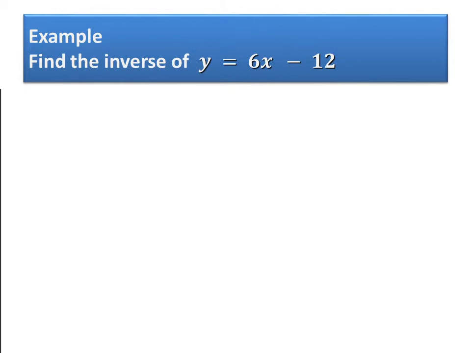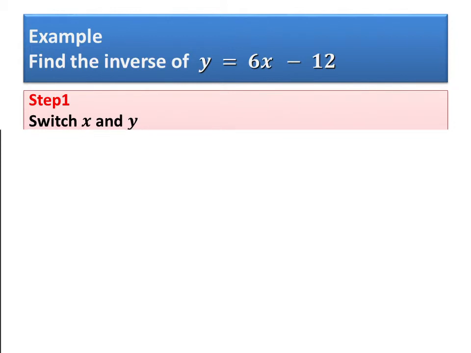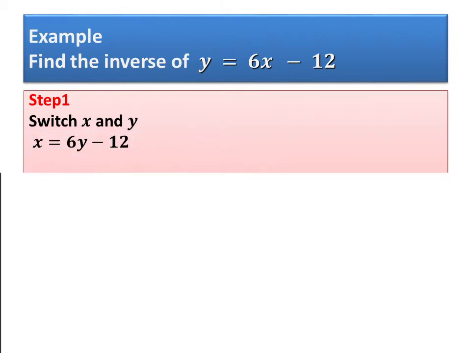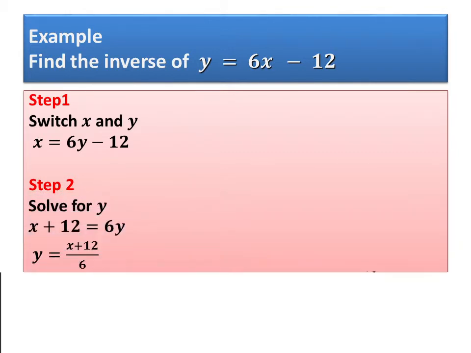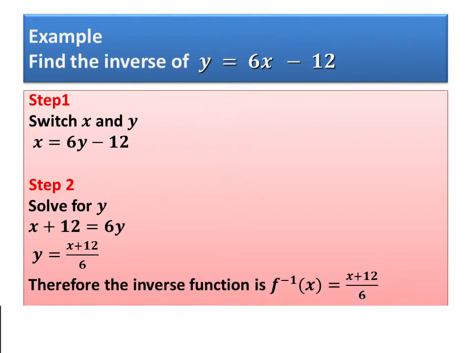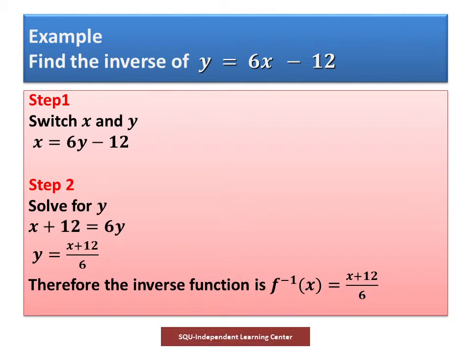Let's explain this and make it clearer with an example. Find the inverse of y equals 6x minus 12. Step 1, switch the x and y. So we have x is equal to 6y minus 12. Step 2, solve for y. By adding 12 to both sides, we have x plus 12 is equal to 6y. Now dividing both sides by 6, we get y equals x plus 12 over 6. Therefore, the inverse function is f minus 1 of x equals x plus 12 over 6.